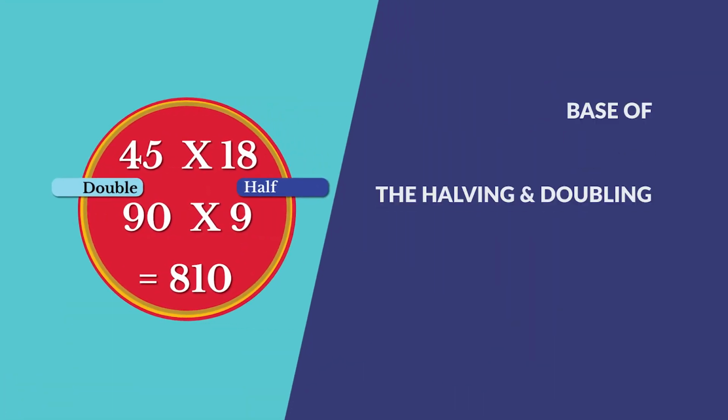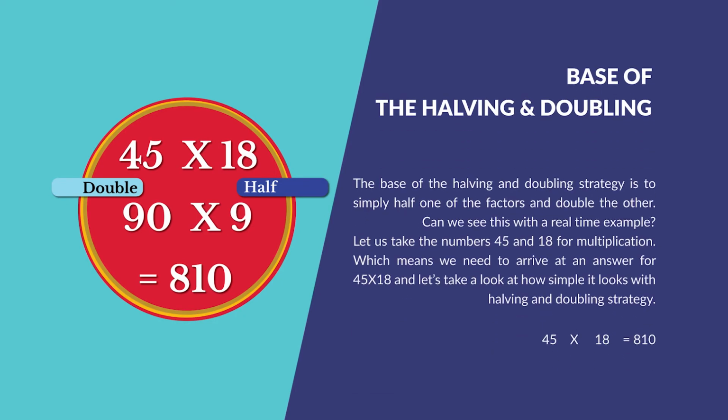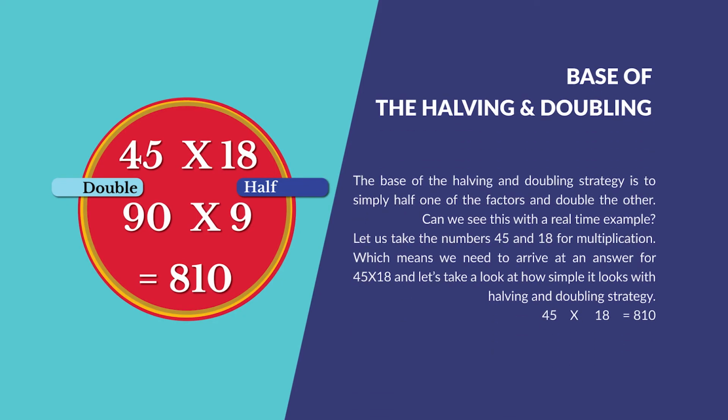What is the base of halving and doubling? The base of halving and doubling strategy is to simplify: halve one of the factors and double the other. Can we see this with a real-time example? Let us take the numbers 45 and 18 for multiplication, which means we need to arrive at an answer for 45 multiplied by 18. And let's take a look at how simple it looks with halving and doubling strategy.